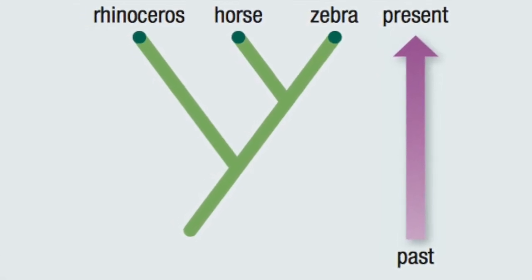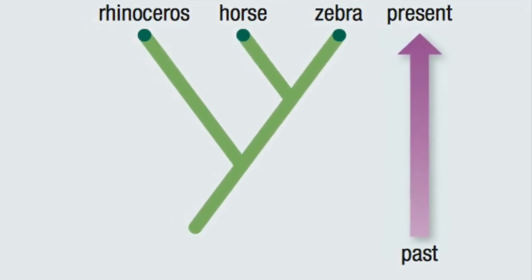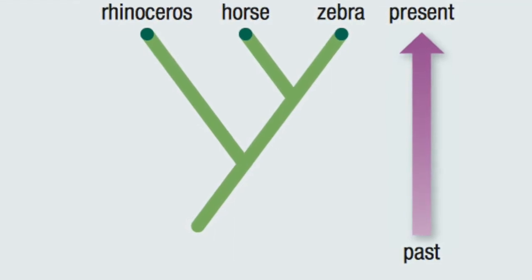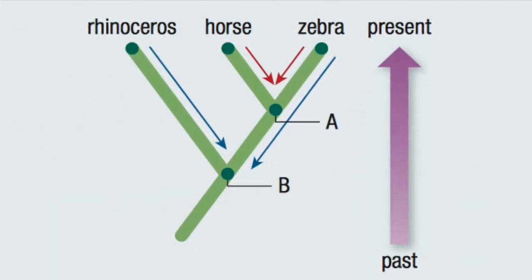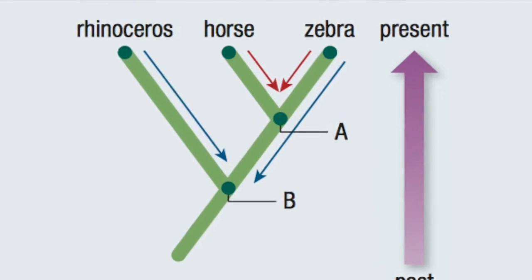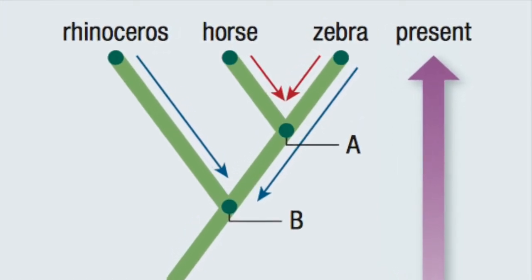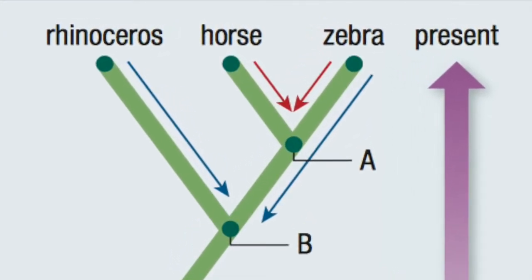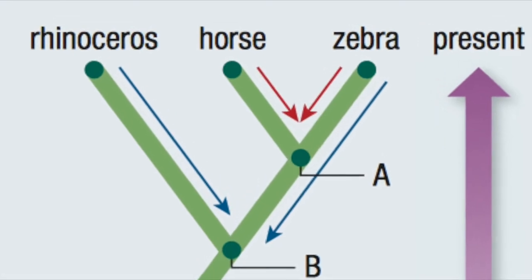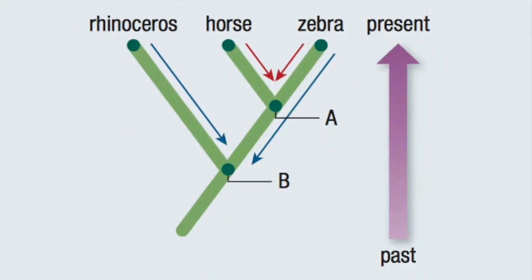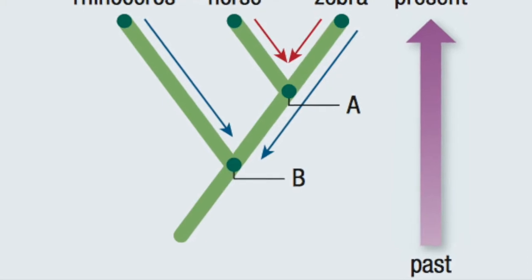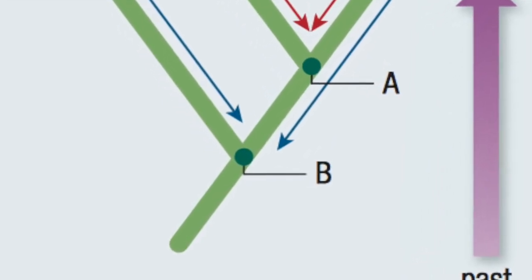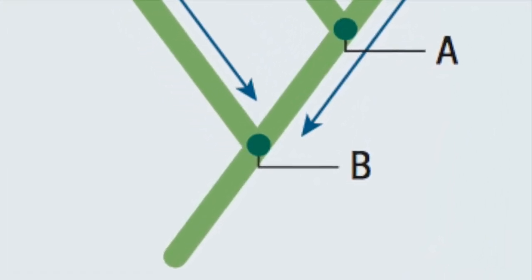To see how two species are related, follow the branches backwards. For example, if you look here and follow the two red arrows, you see that both the horse and the zebra meet at species A. The same thing goes with the blue lines. The blue lines both meet at species B, the zebra and the rhinoceros.